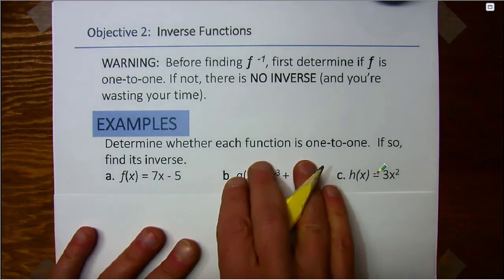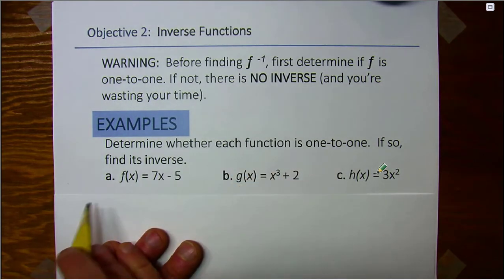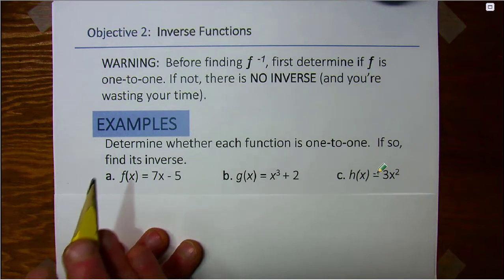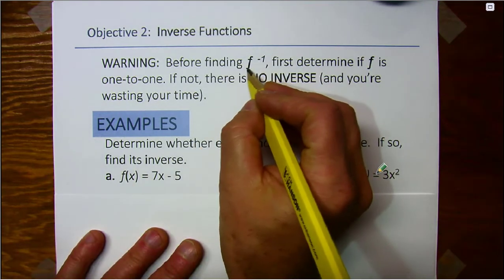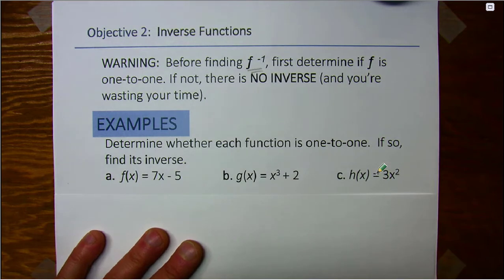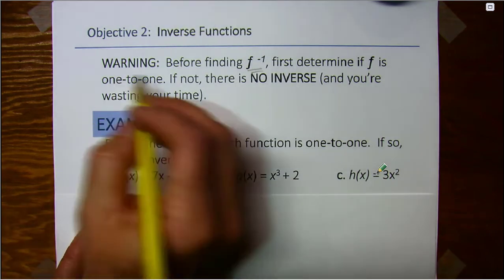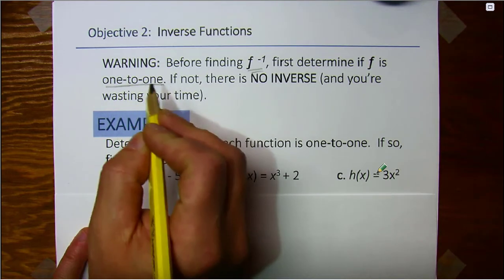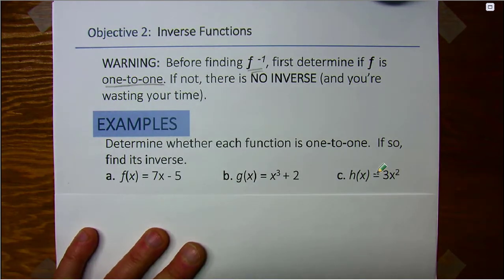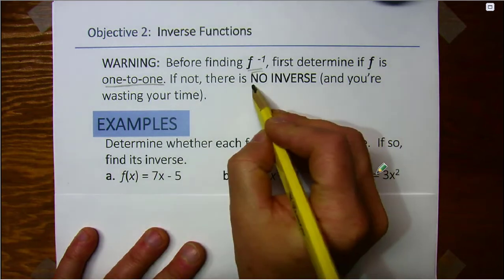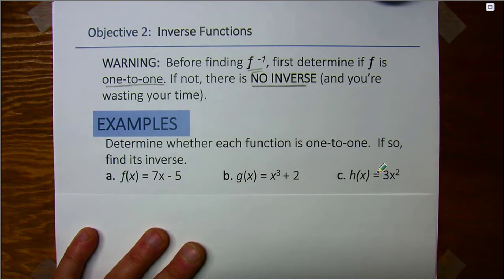Okay, we're going to take a look at 3 examples of functions here and try and find the inverse. Now, we have to note here that we can't find an inverse unless we know the function is one-to-one. We'll see why that is in just a minute. So we have to verify that we have a one-to-one function before we go ahead and find the inverse. If it's not one-to-one, then there is no inverse. We can't even find it.